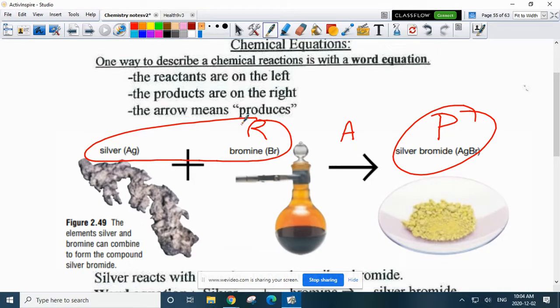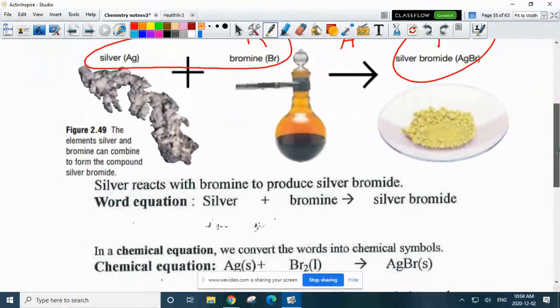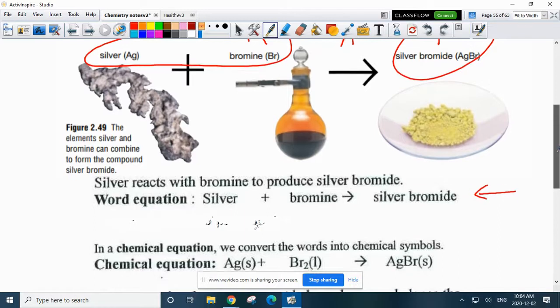And so now you need to write a word equation. Okay, so this is a word equation right here. Grade 9, that's what you're responsible for. Silver plus bromine, arrow, silver bromide. The plus does not mean you're adding them together. The plus is acting kind of like a comma. So you have silver and bromine as your reactants, and you have silver bromide as your product.